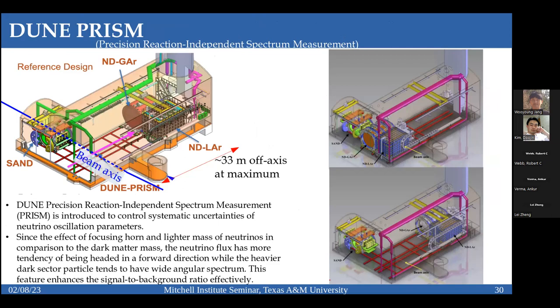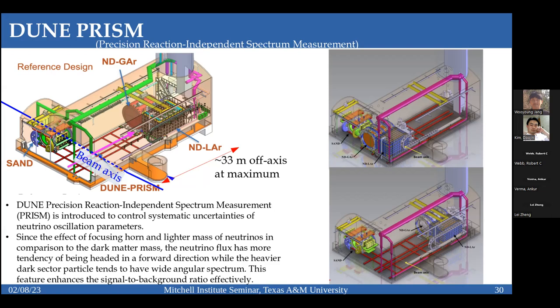There is also another interesting feature in DUNE. The DUNE near detector has a special operation mode called DUNE-PRISM. This was introduced to control the systematic uncertainty of the experiment for the neutrino oscillation physics by removing some amount of the material on the beam axis. So we will be able to measure the neutrinos with less material budget in the path of the neutrino.